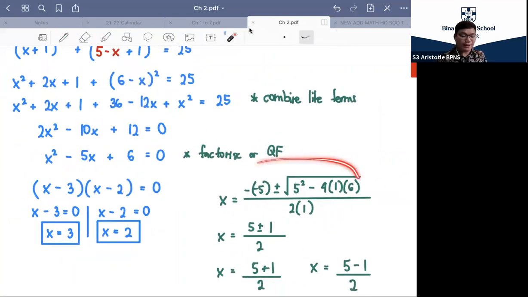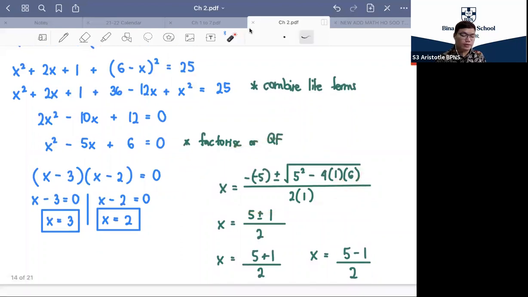So this is the quadratic formula. So it's negative b. B here is negative 5. So it's negative of negative 5. And then plus minus the square root of b squared. So 5 squared minus 4ac. So 4, what is a? A is 1. C is 6. Then over 2 times a, which is 2 times 1. This is a. Okay, so this is your formula.